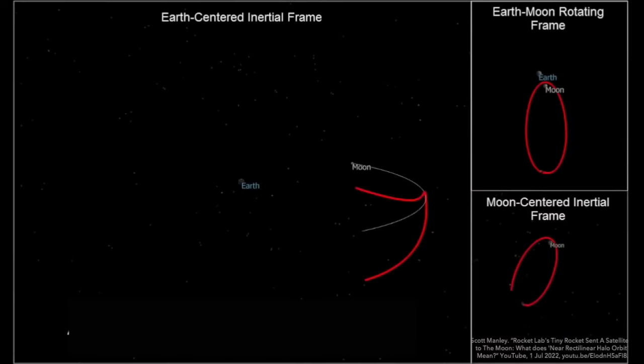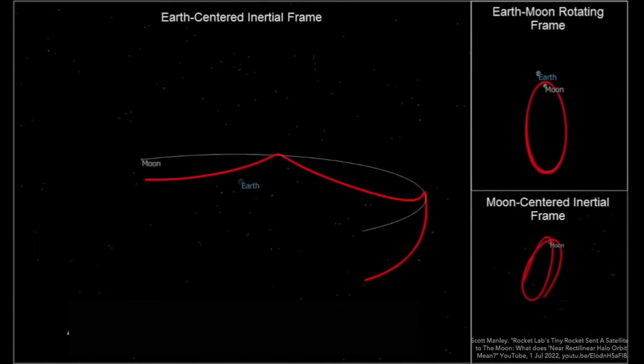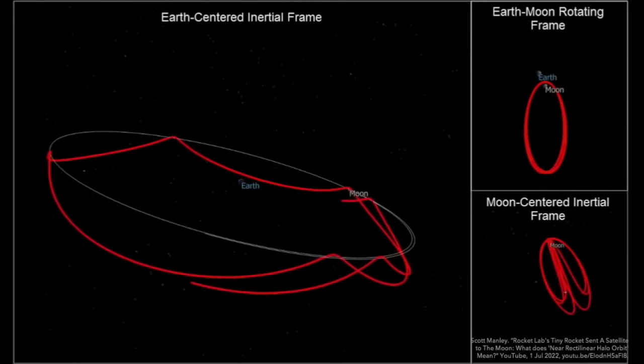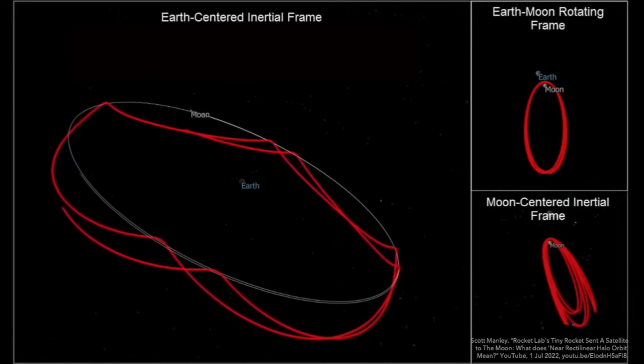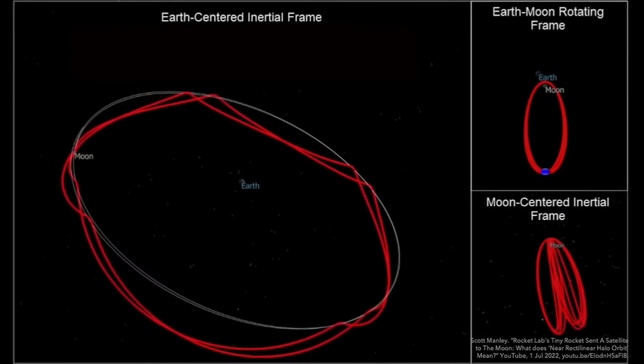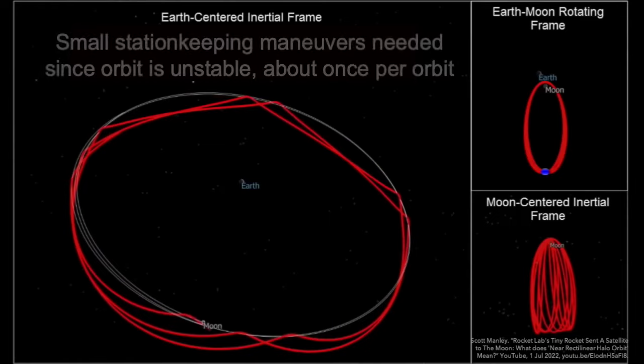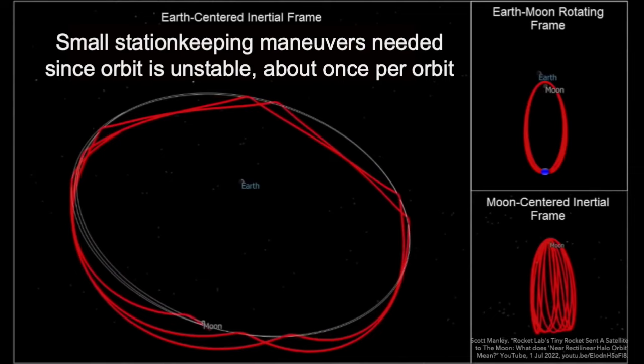Just to give you a view of what the nearly rectilinear halo orbit looks like in an Earth-centered inertial frame, it doesn't really make much sense here. If you look in the Earth-Moon rotating frame, well, things are making more sense. Even if you looked in a Moon-centered inertial frame, you would see what looks like some kind of precessing, twisting ellipse. And this is why we like using the Earth-Moon rotating frame. It reveals structure that you sometimes cannot really even tell looking in the good old familiar inertial frame. All right? And for an orbit like this, you do need some small station-keeping maneuvers since the orbit is unstable. And usually, you can do these just once per orbit, and they're pretty low.